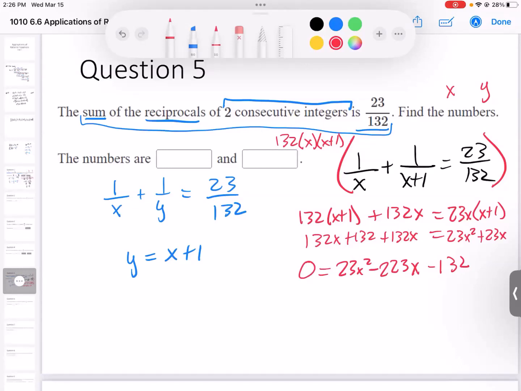132 plus 132. So I was subtracting these two from this side because I want this to equal 0. So I'm subtracting them over here. So it's 23 minus 132 minus 132. Okay, perfect. So now that I have it equal to 0, now I'll factor that, which looks awful.